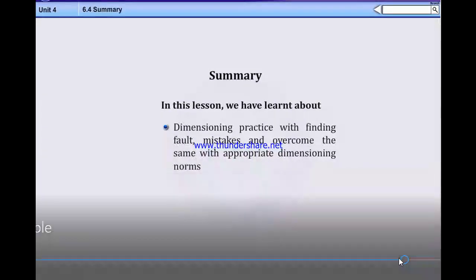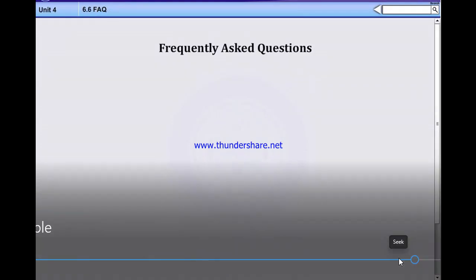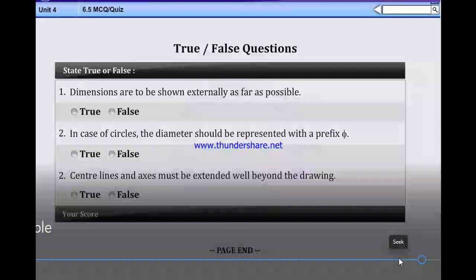Now in this, what we learn is dimensioning practice with finding faults and mistakes, and how we will overcome the same with appropriate dimensioning norms. So this is the final conclusion we learn from the above example. That's why you observe and we practice carefully. Now let us ask some questions, whether true or false.